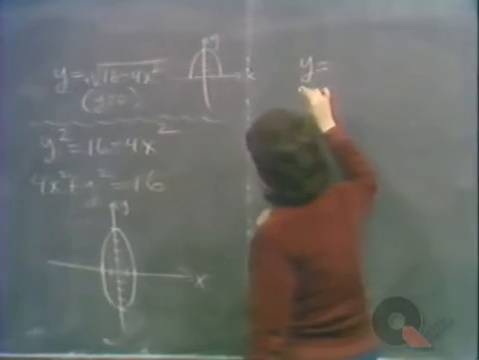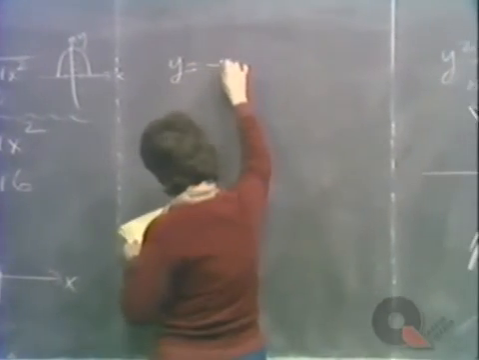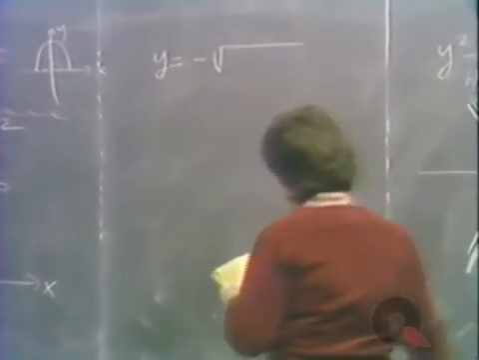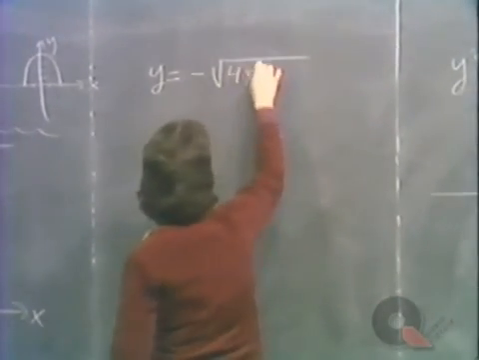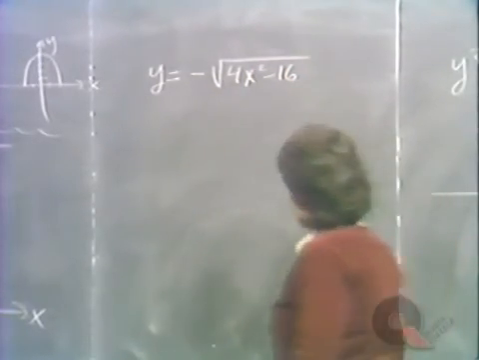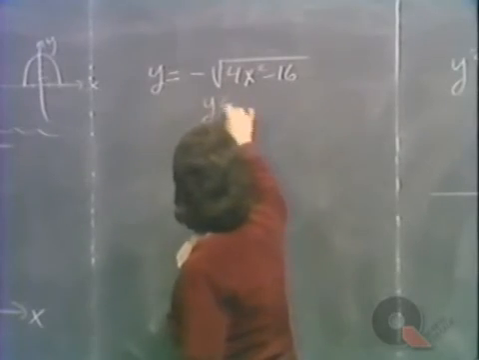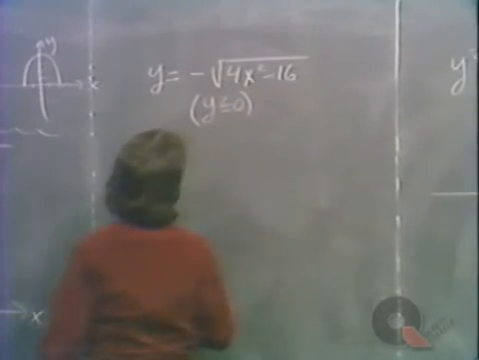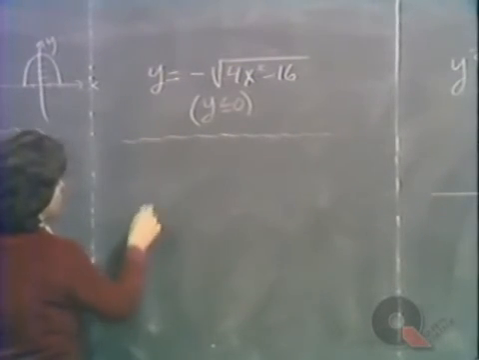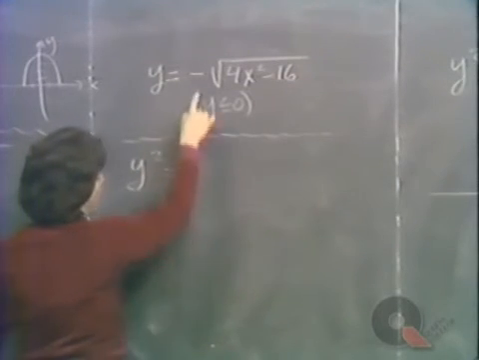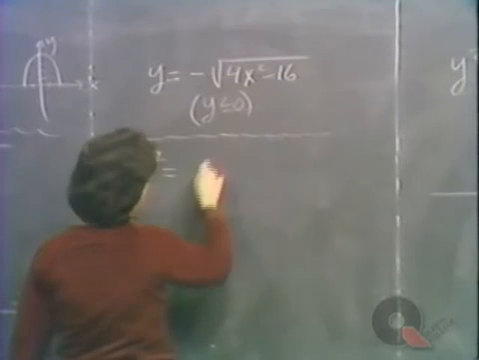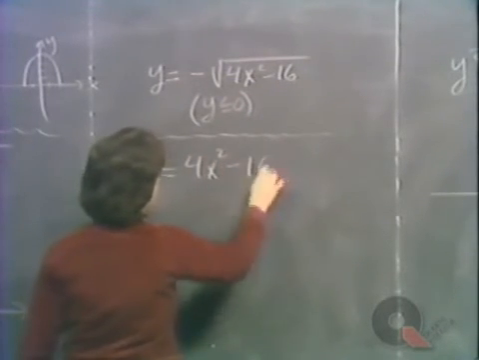Y is equal to the negative square root of 4x squared minus 16. Okay, y is going to be less than or equal to 0. We square both sides so that we can sketch the curve. Y squared is equal to, now the minus times the minus becomes plus, the square root of that times the square root of that. Because you're going to square it, you're just going to get 4x squared minus 16.